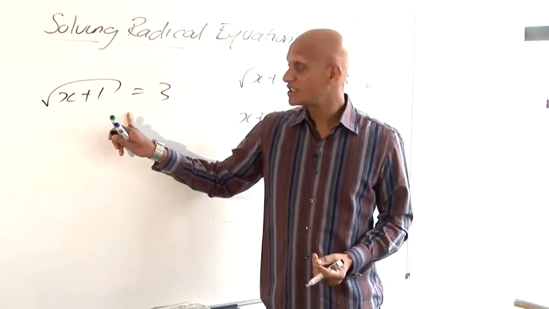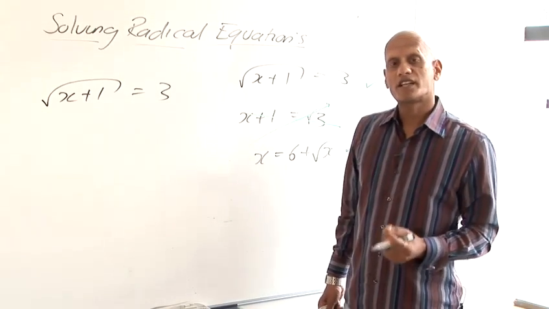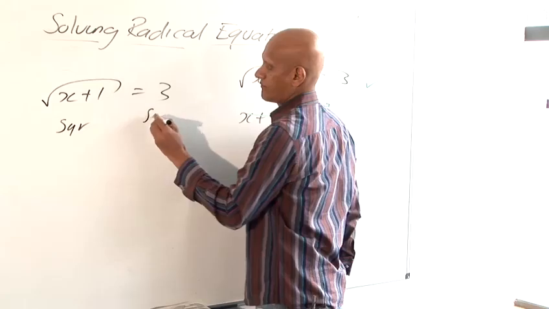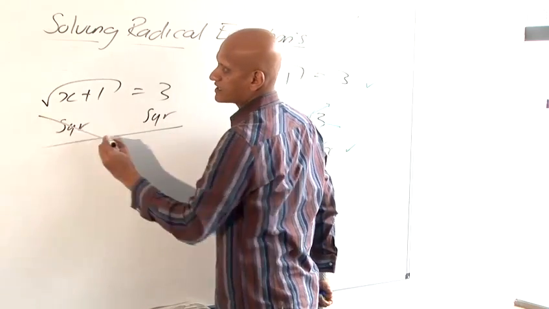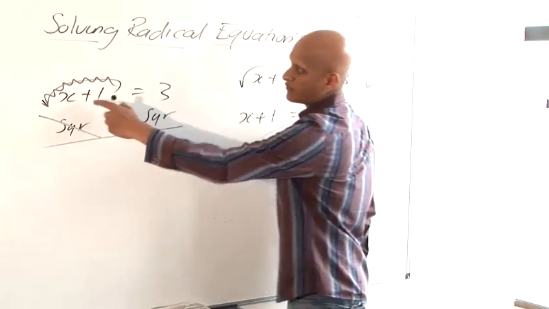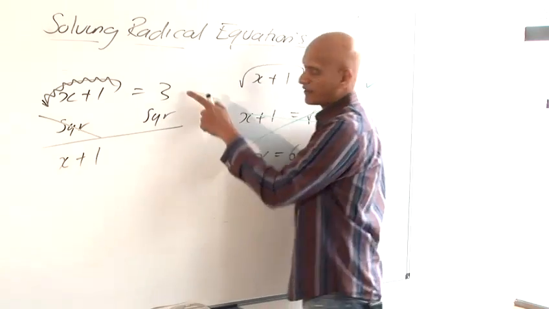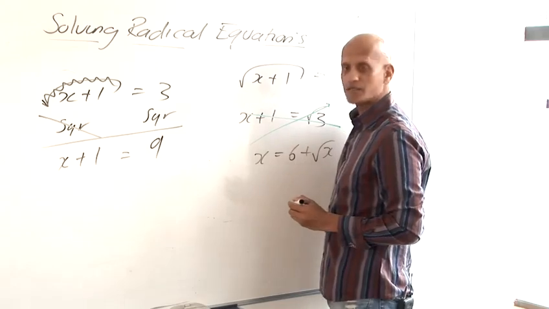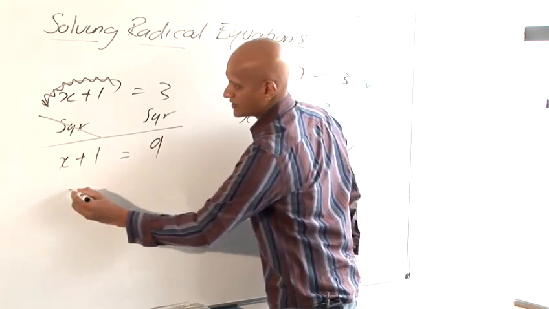So the first thing I'm going to do is to get rid of the square root. Opposite of square root is to square, so I'm going to square both sides. The square will cancel out the square root, and on this side I'm just left with x plus 1. And on this side 3 squared is 9. And now all I need to do is minus 1 from both sides to solve my equation.